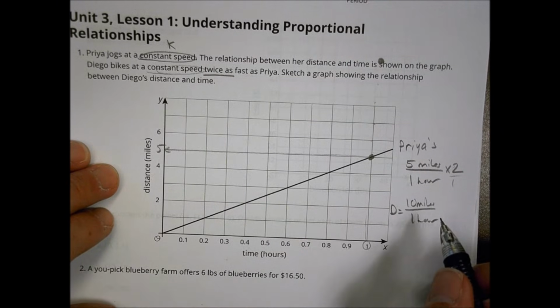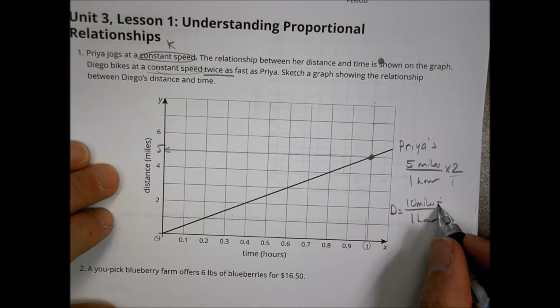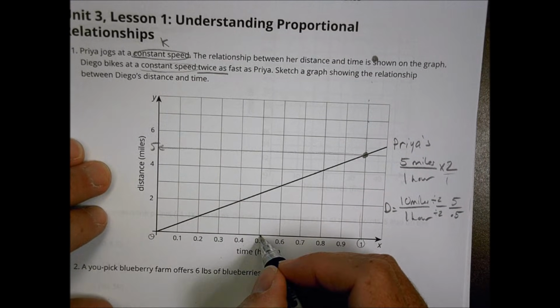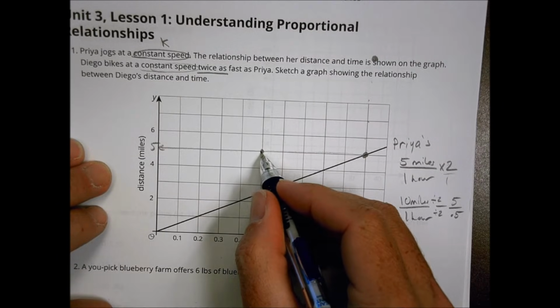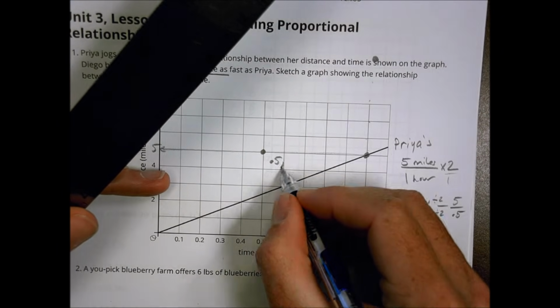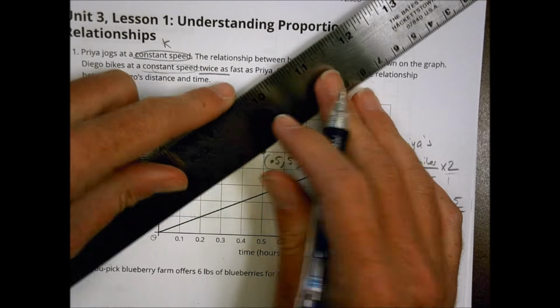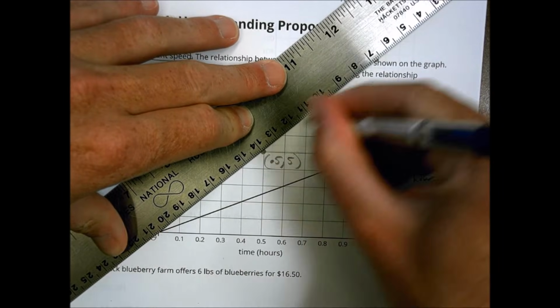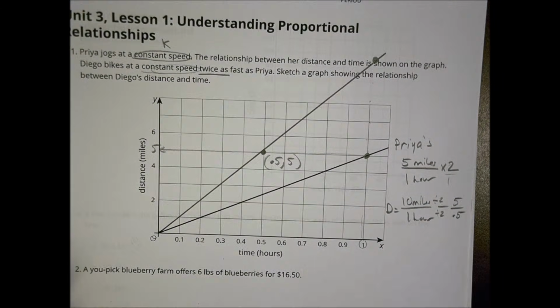But what I could plot is I could cut this in half. Let's divide both parts by 2. Divide by 2 over 2, which is the same as 1. 10 divided by 2 is 5, and 1 divided by 2 is a half, so we'll write that down as 0.5. And now looking at my graph, I can have 0.5 and I can move it up to 5, and now I have a point that I can use at 0.5, comma 5 there. And now I can draw my line here to here, and I can graph that one out, and that's what Diego's graph would look like there. Okay, showing it's going twice as fast.